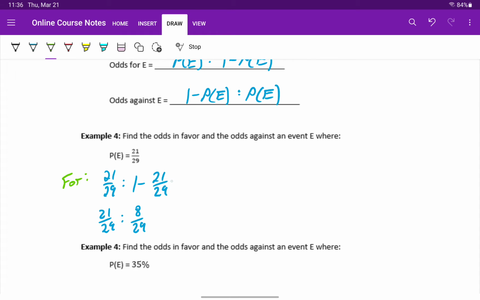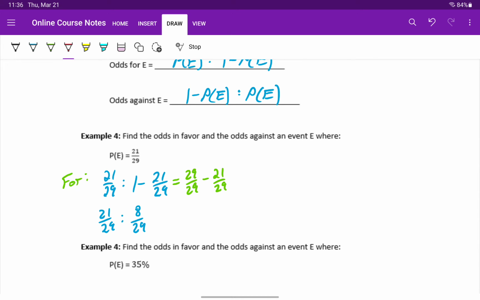We'll just jump back real quick in case you weren't sure how to make that. Obviously with a calculator you could do this, or we could rewrite that first number as 29 over 29 minus 21 over 29, and then subtract the numerators to get 8.